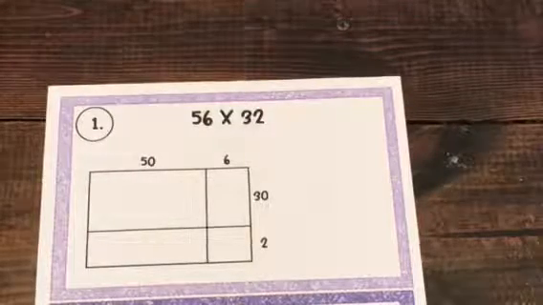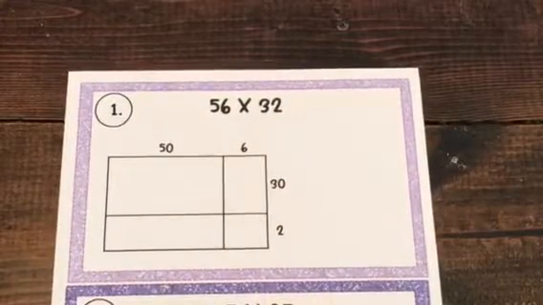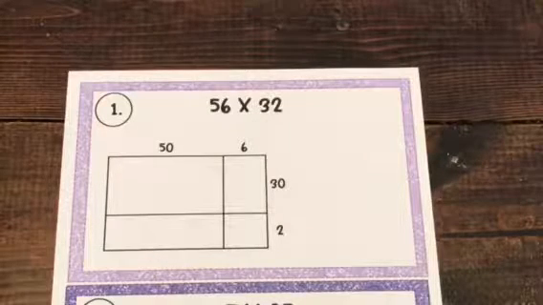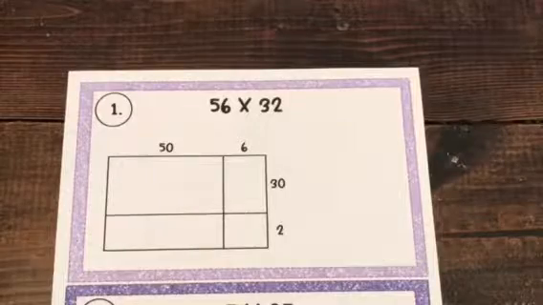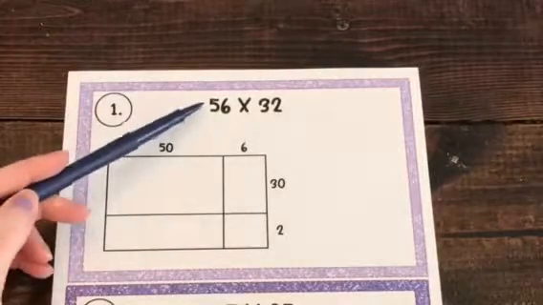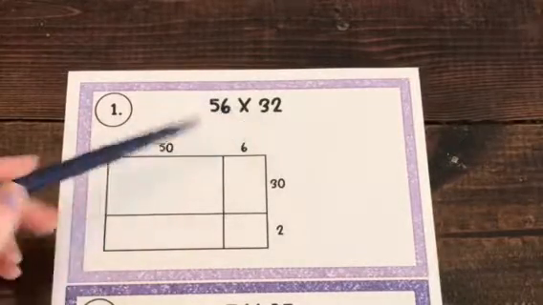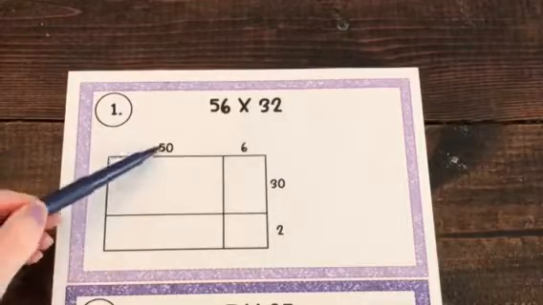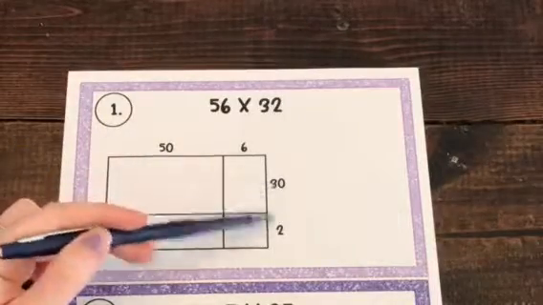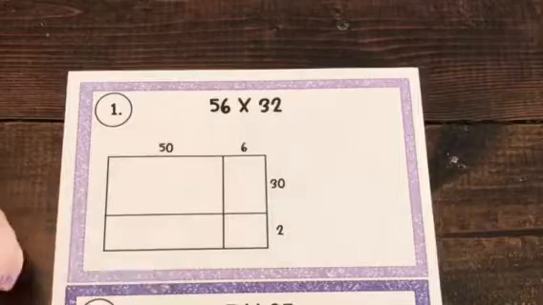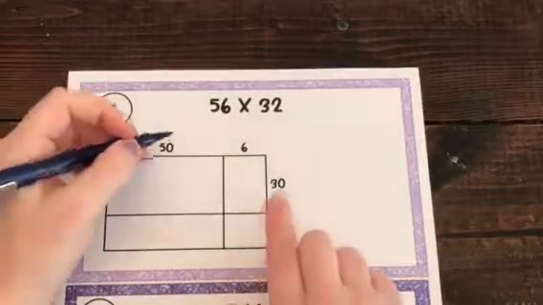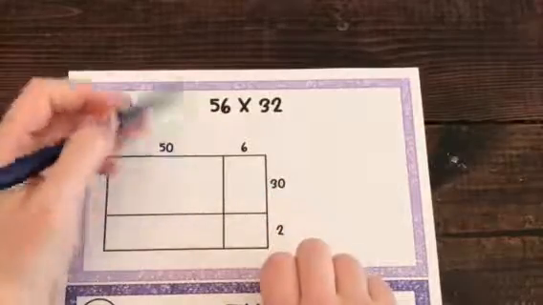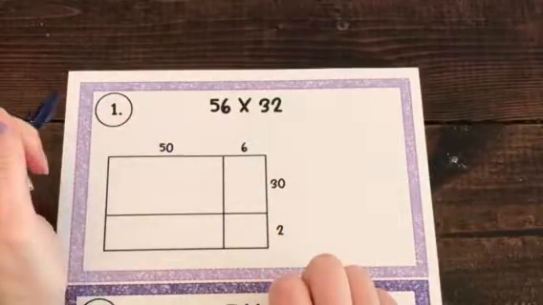Today you're going to be completing some task cards using the same box multiplication, or partial products, that we were working on the other day. As you can see, I've put the problem 56 times 32 already at the top, and I've even been kind enough to put the numbers on there as well. So what you're going to do is use this in order to solve some problems.